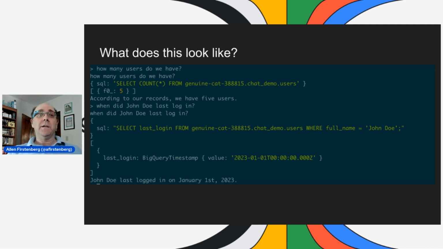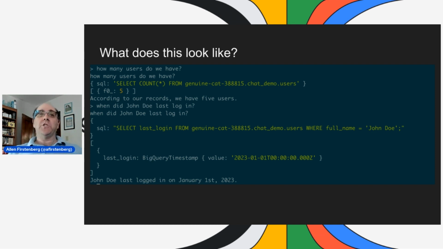It's not a complex set of rows here. Basically the number 5. We pass that question and that answer to our second LLM, and it gives us, according to our records, we have 5 users. Human sounding, easy to understand and digest.